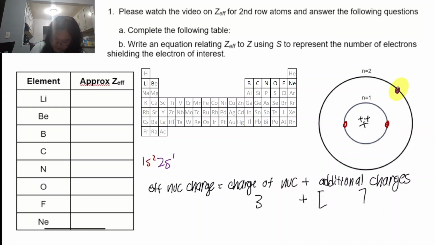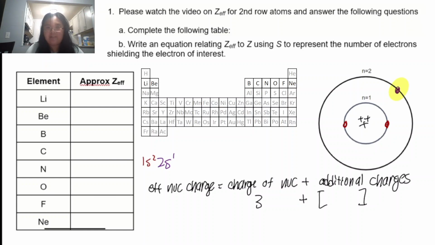Now we have to deal with the additional charges. And to find the additional charges, you just have to look at all of the electrons besides the external charge. So that means, in lithium's case, that would be this electron and this electron. These electrons are in the first shell, and our external charge is in the second shell.